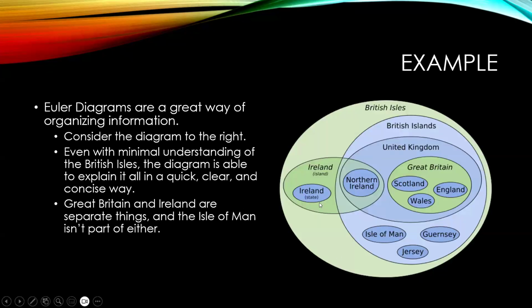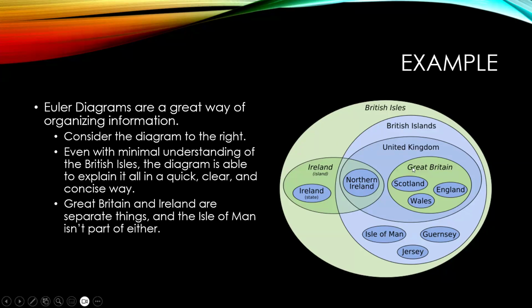Here's another example. This one, it's not quite an Euler diagram, though. There are a couple of empty spots. But note what it's comparing: the British Isles, the British Islands, the United Kingdom, Great Britain, and Ireland. And so we have 5 different sets, and we want to know how they are related to one another. Well, without this diagram, I would probably have a very difficult time distinguishing them. But with this, it's fairly easy to see.